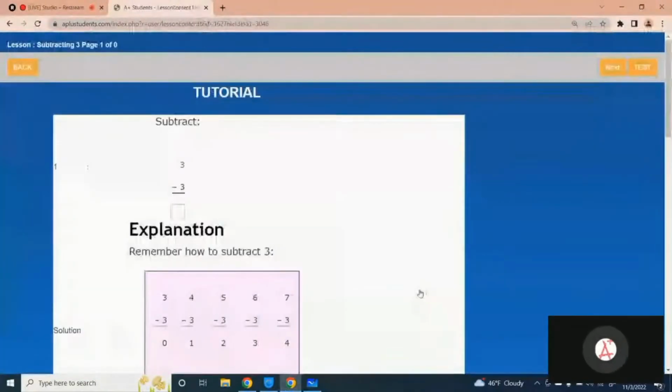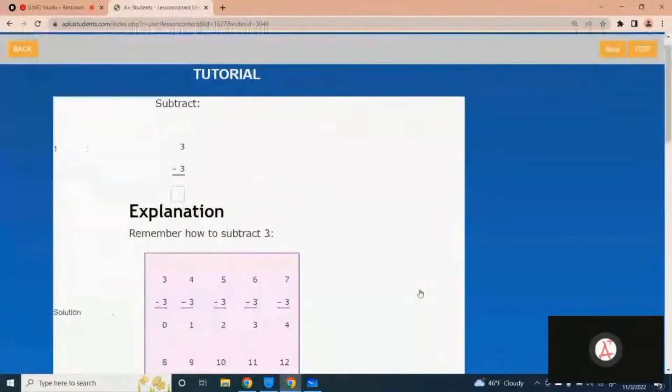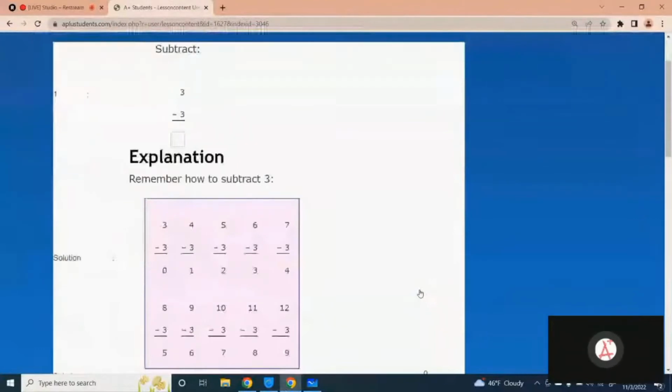Okay, the first one is 3 subtract 3. So we just learned how to subtract 3. So 3 take away 3 is 0. Got it? 3 take away 3 is 0.